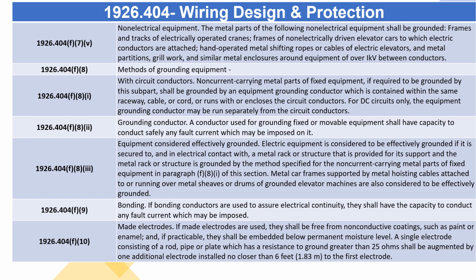1926.404 F10. Made electrodes. If made electrodes are used, they shall be free from non-conductive coatings, such as paint or enamel, and, if practicable, they shall be embedded below permanent moisture level. A single electrode consisting of a rod, pipe, or plate which has a resistance to ground greater than 25 ohms shall be augmented by one additional electrode installed no closer than 6 feet (1.83 meters) to the first electrode.